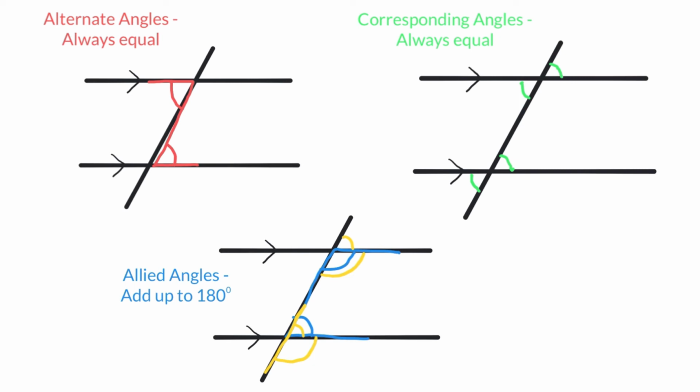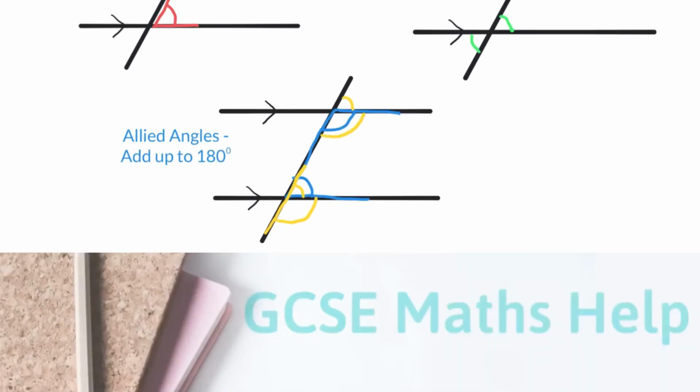It really is worth your time learning the names of these angle rules because not all examiners will accept things like Z rules or F rules, names that we give them to help you learn them, so learn the proper names so that you can use them as reasoning in your answers.